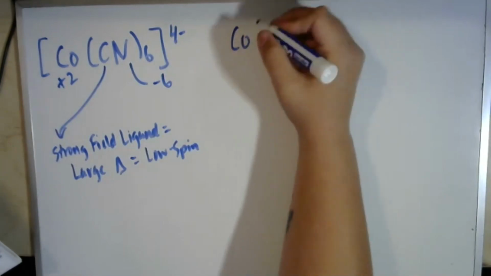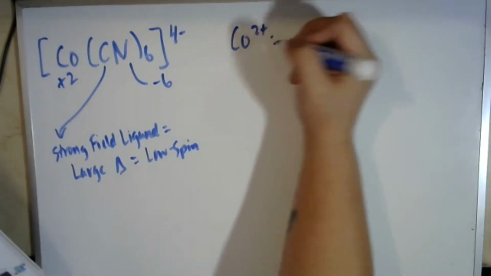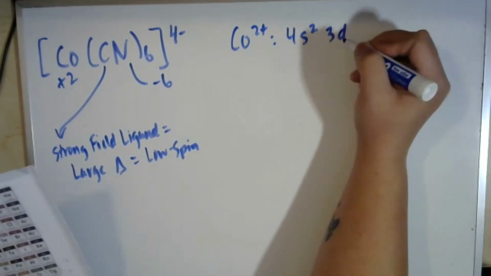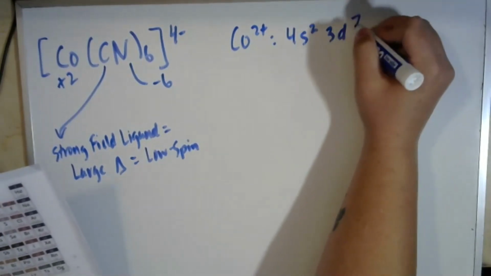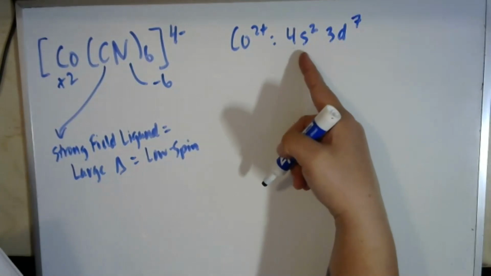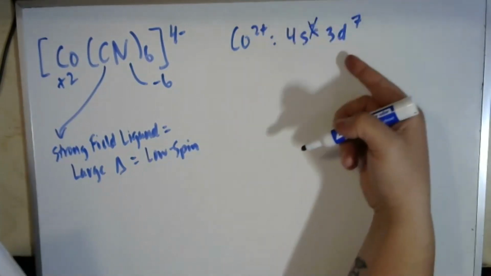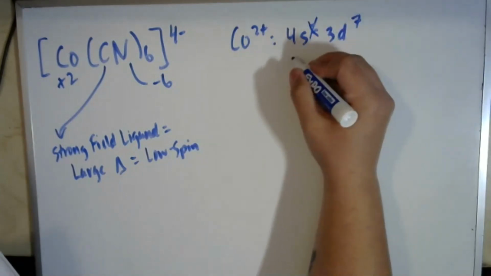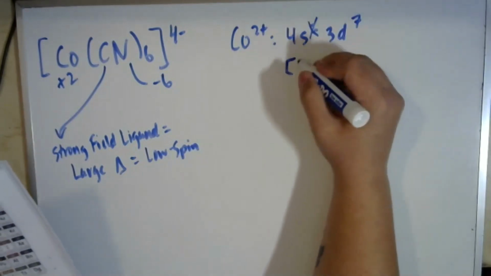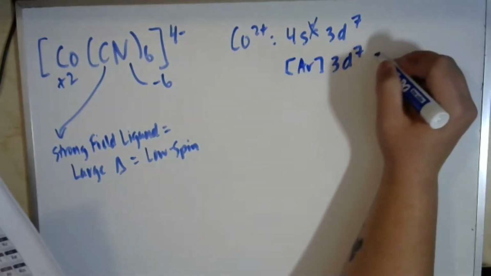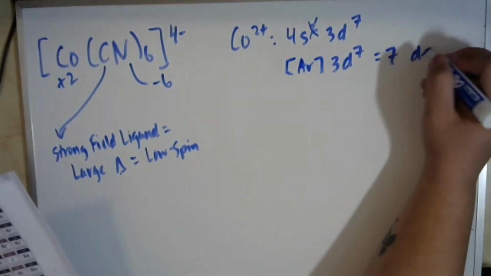So again, I'll rewrite this every time just so we're all on the same page. We're going to start out with 4s2 3d7, and we're going to remove these 2 electrons. So we're going to end up with seven d electrons.